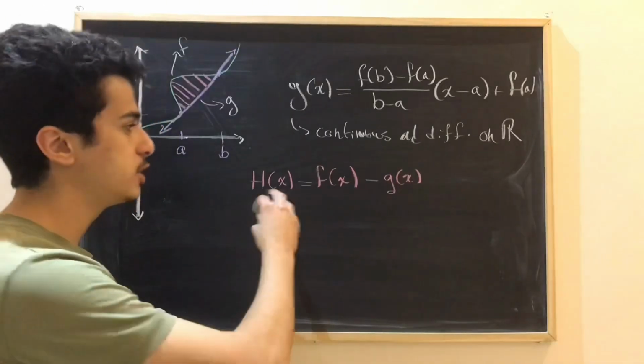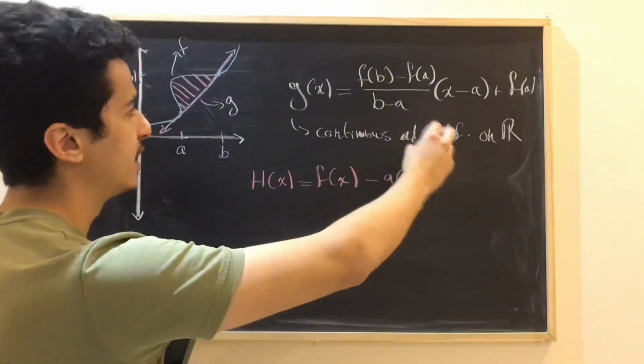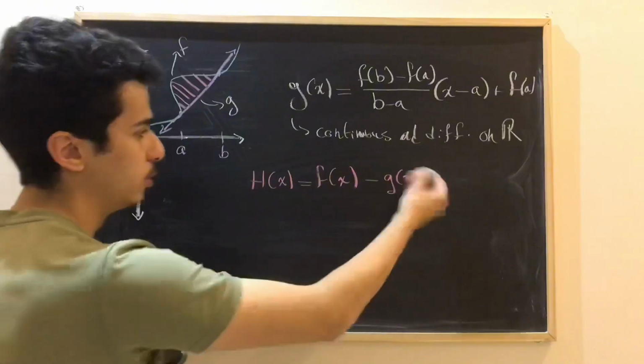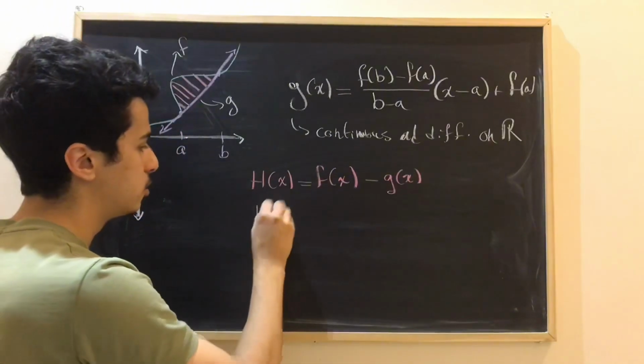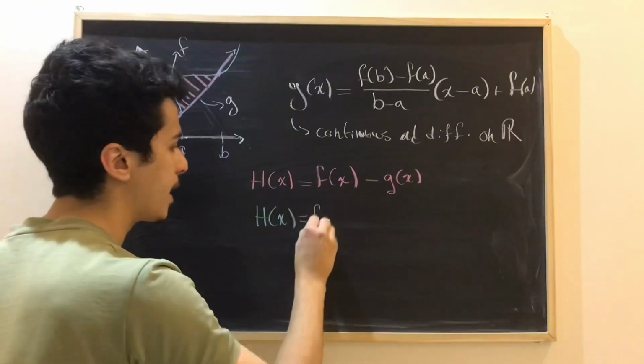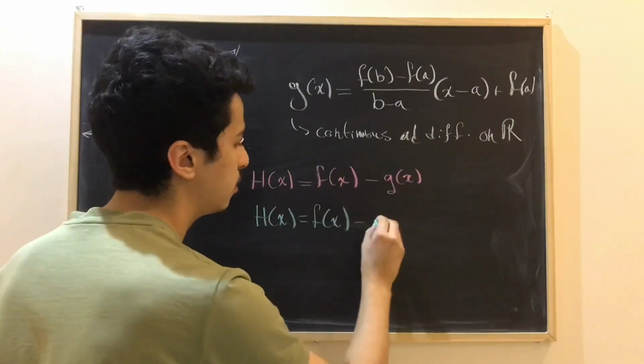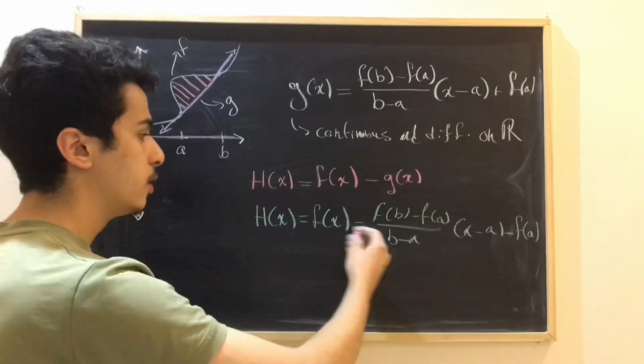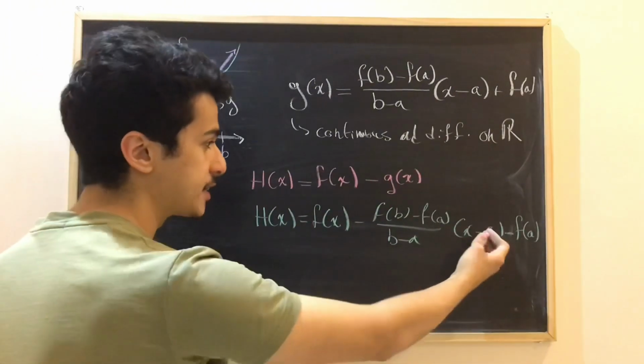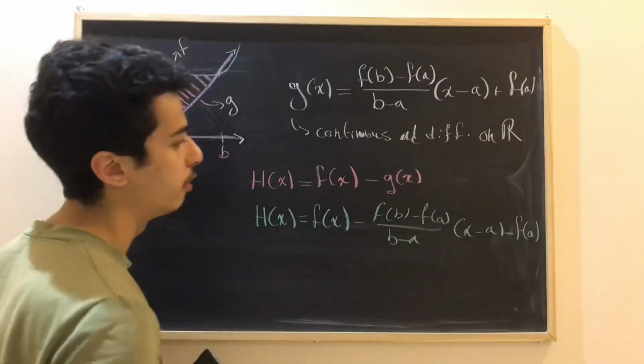So let's write h of x in terms of x and other constants over here. So we'll replace g of x. So h of x is just f of x minus this over here. And so we'll have f of x minus the slope times x minus a, minus f of a.